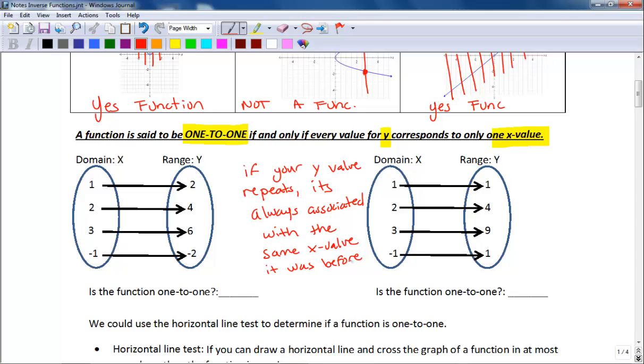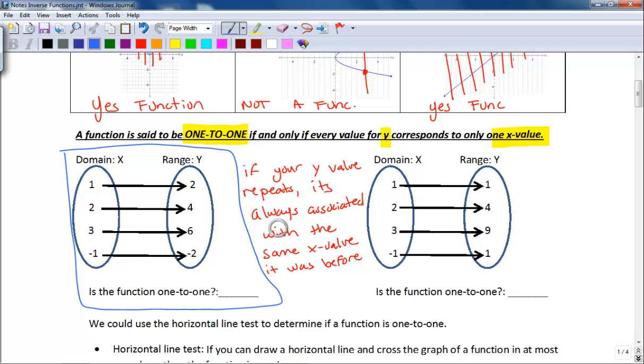So let's take a look at the left-hand side here. I have a function. Here's my domain on the left, and here's my range on the right. Is this function 1 to 1? Well, let's take a look. What I said is if you have a y value that repeats, it's always associated with the same x. Do I have any y values that repeat here? No, I don't. So 1 is associated to 2, 2 is associated to 4, 3 with 6, and -1 with -2. So is this function 1 to 1? Yes, because none of the y values repeat.